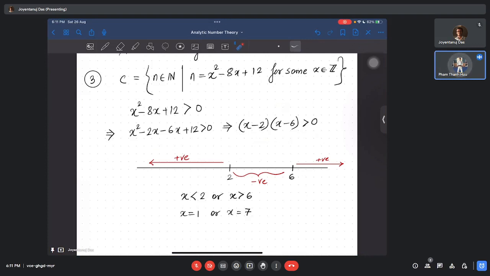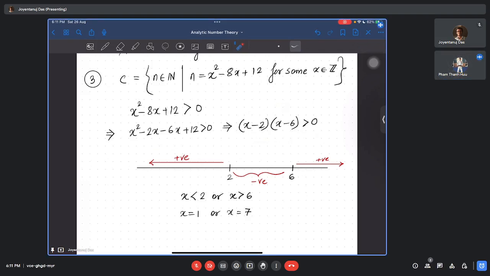So here we have less than two. What I'm saying is, if x is less than 2 or greater than 6, the product is positive, right? Since we want to find the smallest number, it must occur at x where the nearest natural number less than 2 is 1, and the nearest natural number greater than 6 is 7. So either it will occur at 1 or at 7, right?